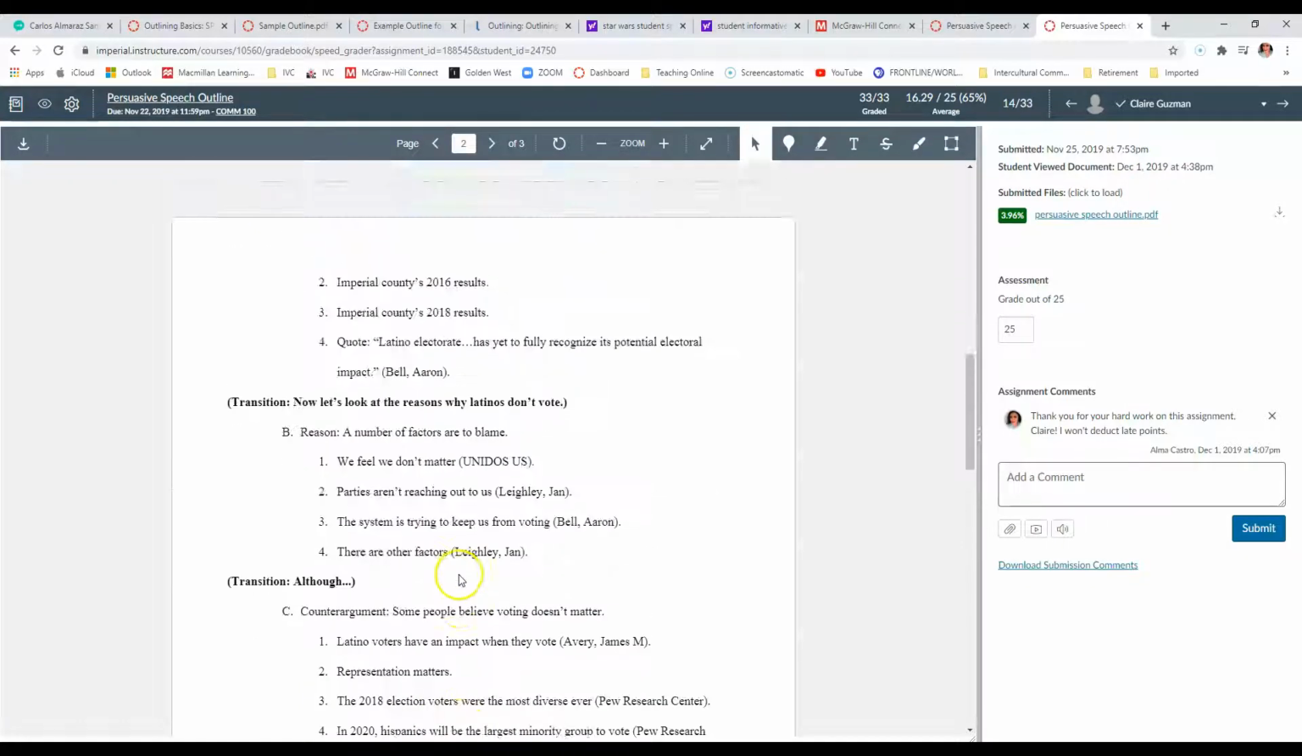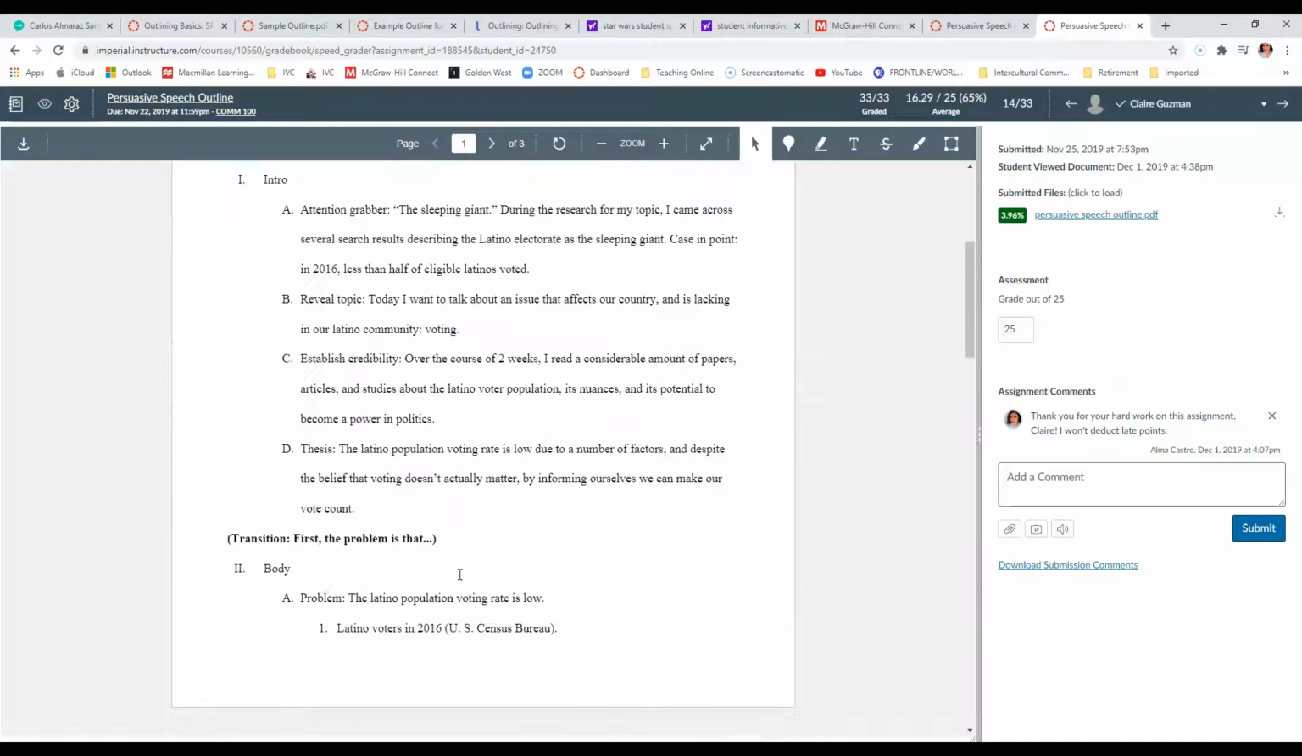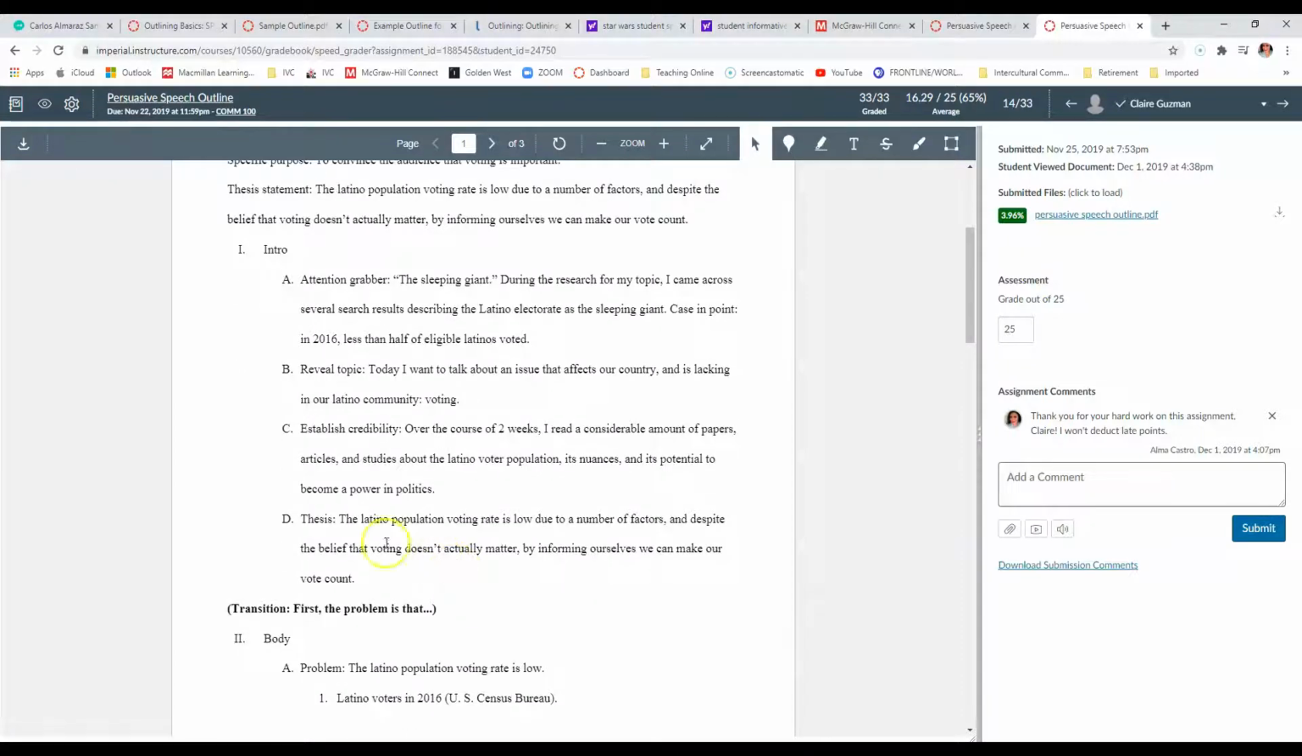And she has her transitions in bold, and then this is the most important part, she has a thesis. So the Latino population voting rate is low due to a number of factors. And despite the belief that voting doesn't actually matter, by informing ourselves, we can make our vote count. So she did a thesis in which she doesn't mention them in a list, like I'm going to talk about this, this, and that. She used it in a sentence, which is really creative.